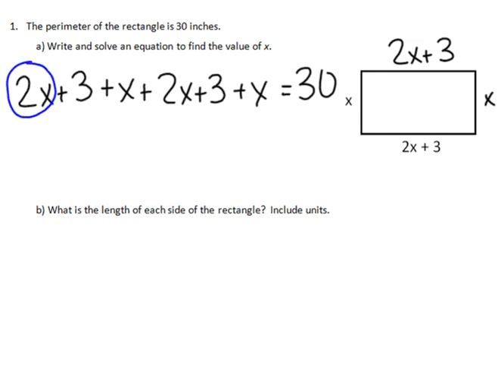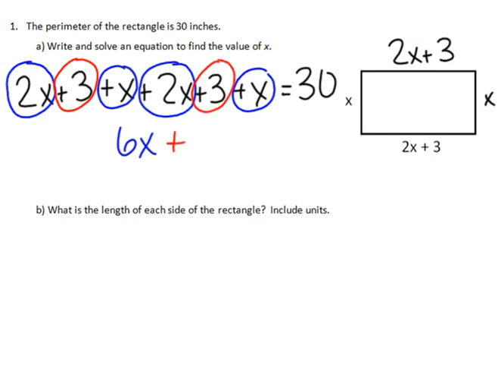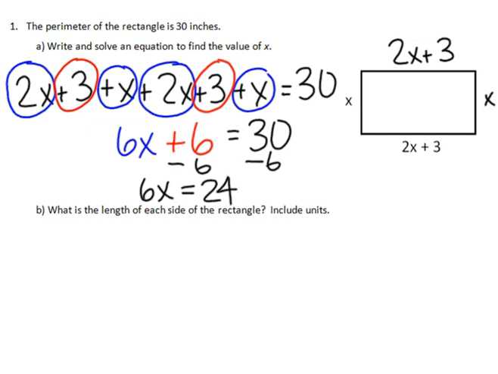So 2x plus x plus 2x plus x, that will all combine to be 6x, and 3 plus 3 is 6. And then I can bring down the other half of my equation. And now it's just a two-step equation, so you can subtract 6 from each side, and you'll have 6x equals 24. And assuming you don't run out of room like I did, you're going to divide both sides by 6 to get x equals 4.